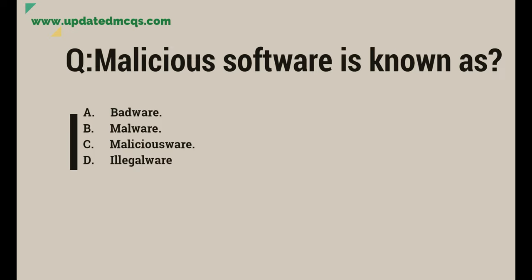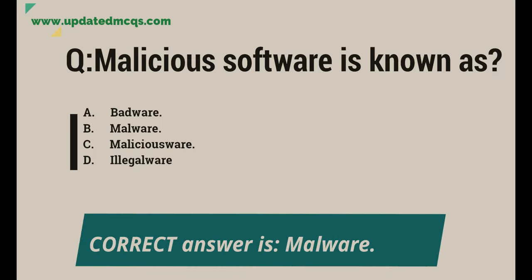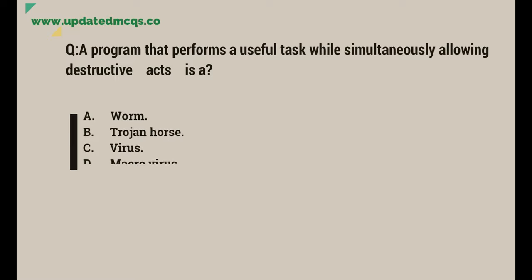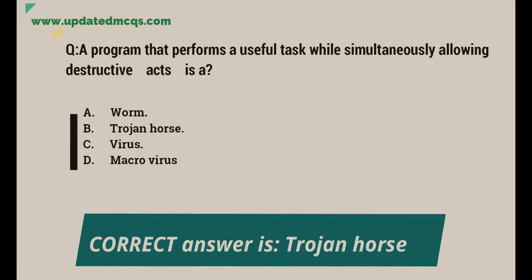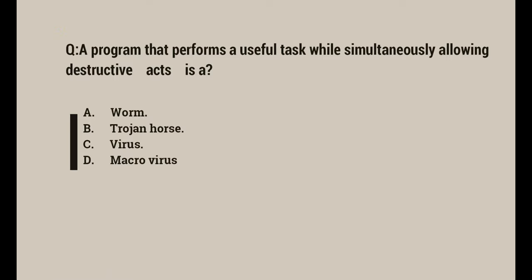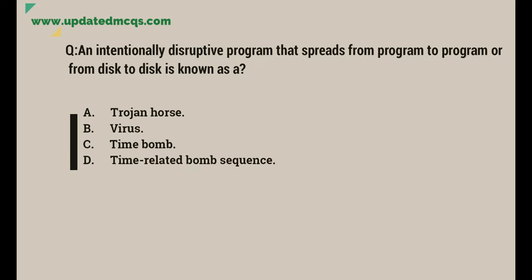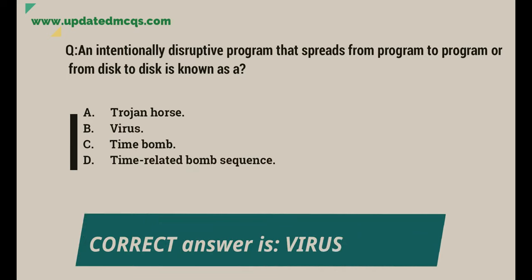Malicious software is known as malware. A program that performs a useful task while simultaneously allowing destructive acts is a Trojan horse. An intentionally disrupted program that spreads from program to program or from disk to disk is known as a virus.